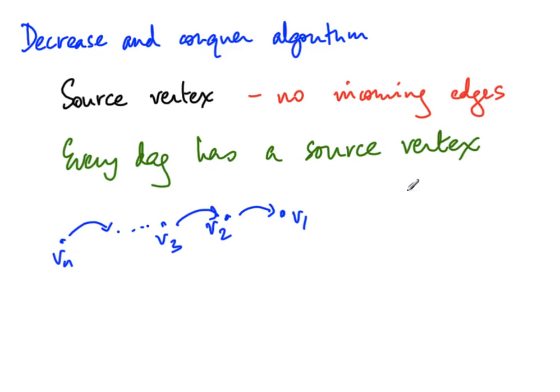Now if there are only n vertices and this is not a source vertex, then it must also have an incoming edge. But now its incoming edge must be from one of the vertices we have seen before, because there are only n vertices altogether. So if none of these are source vertices, then we have a cycle, and therefore this is not a DAG. Right? So if every vertex is not a source vertex, then the directed graph cannot be a DAG, and therefore every DAG must have at least one source vertex.